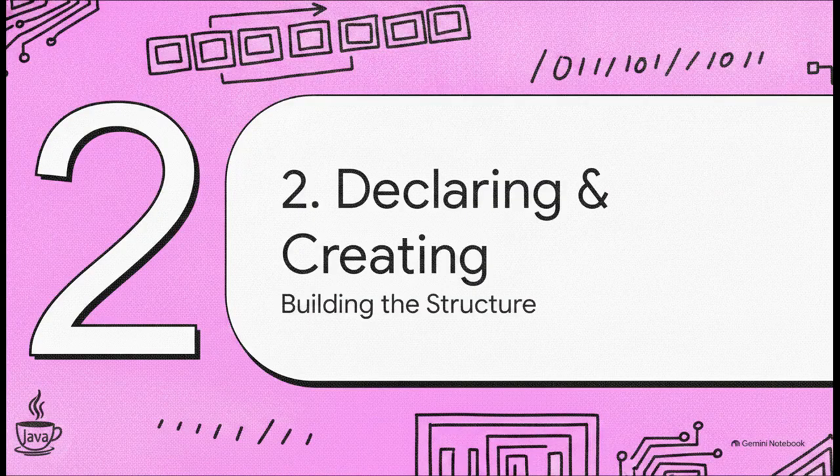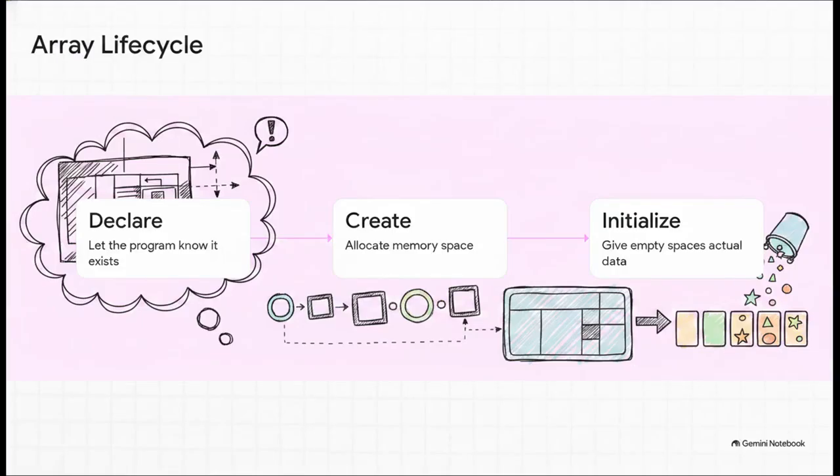Moving right along to Section 2, declaring and creating arrays, building the structure. Okay, so every single array in Java goes through this exact, strict, three-step life cycle before it can actually be utilized in your code. First up, you have to declare it, basically letting the program know, hey, this array exists. Second, you create it, which physically allocates the necessary memory space. And third, you initialize it, giving those empty spaces actual data to hold on to.